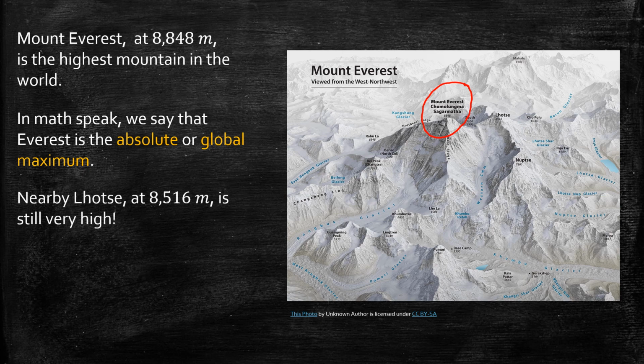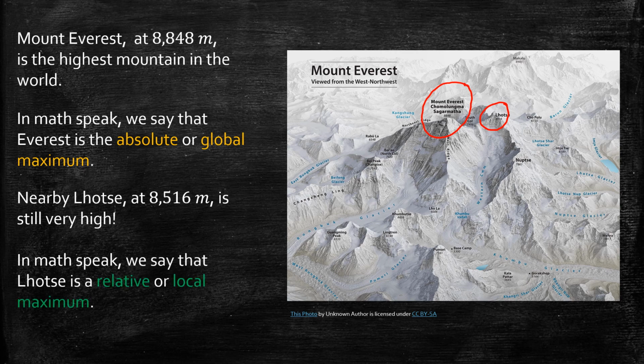And nearby Lhotse at 8,516 meters, that's no trifle. That's a pretty tall mountain in itself. But because it's not the highest mountain in the world, we give a slightly different terminology. We say that Lhotse is a relative or a local maximum. And what relative means, well, relative to Mount Everest, it's not the highest, but it's still a maximum. And local suggests that in that vicinity, so if you were circling around the base of Lhotse, it is going to be the highest peak in that neighborhood, and that's what we mean by a local max.